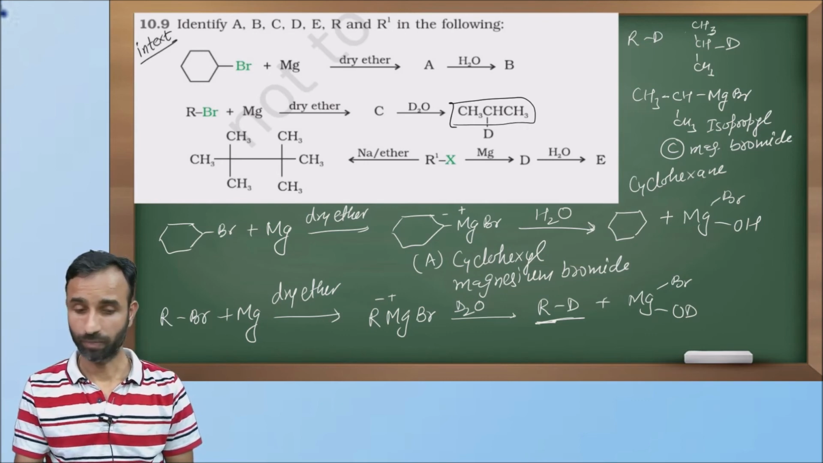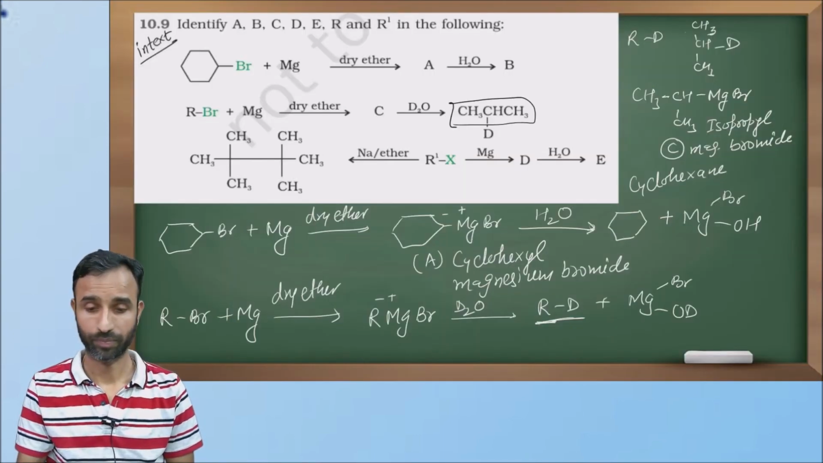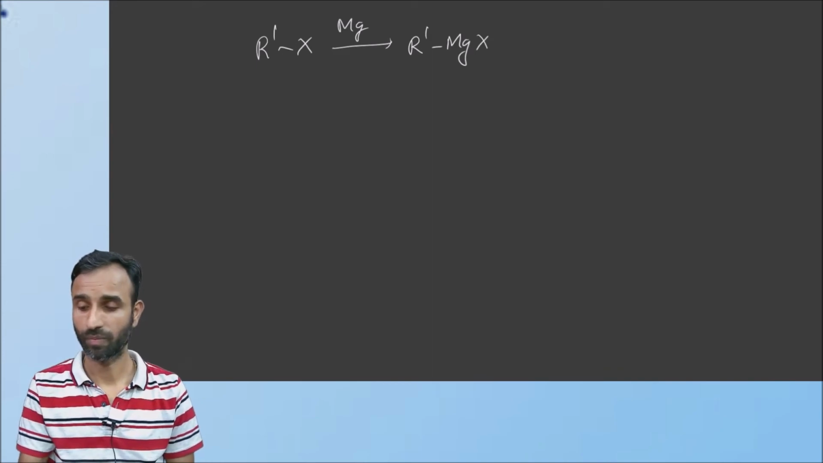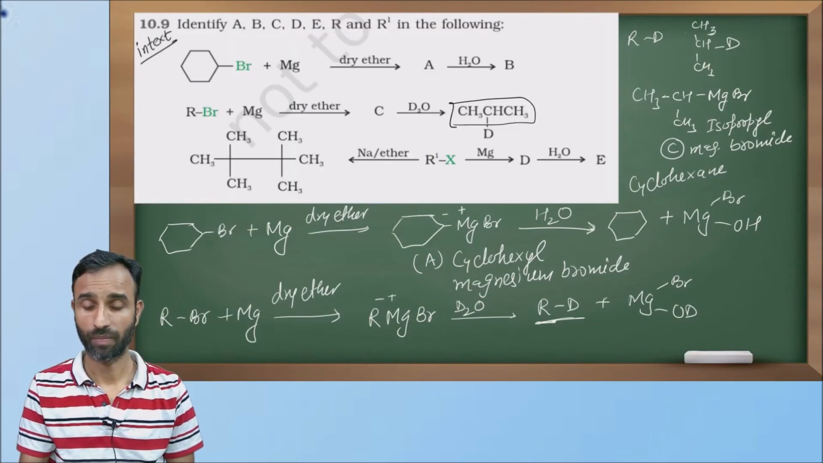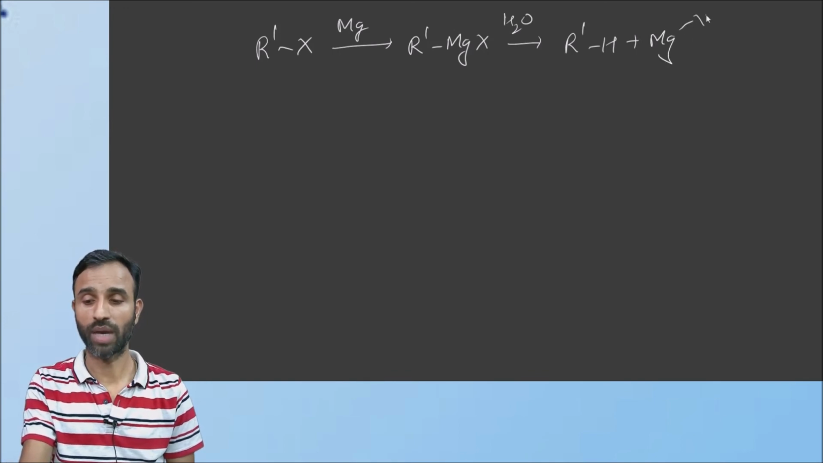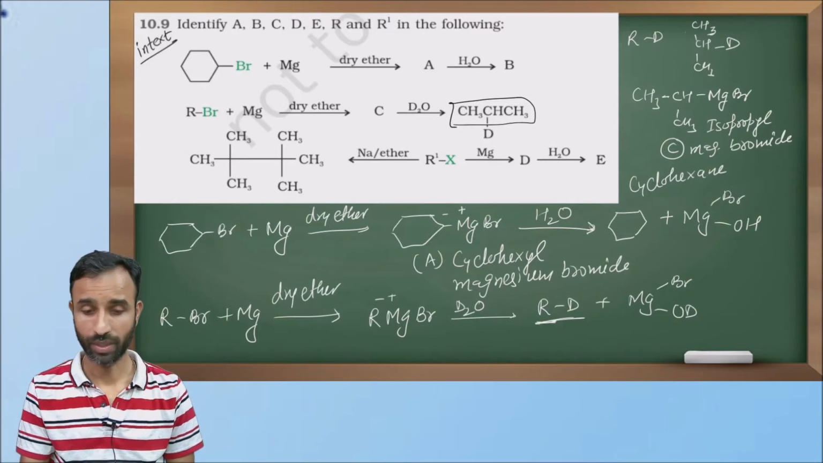Third one, R1X reacts with magnesium, so it gives R1MgX. Then with H2O, it gives R1H along with MgXOH. What is R1? That we will see.